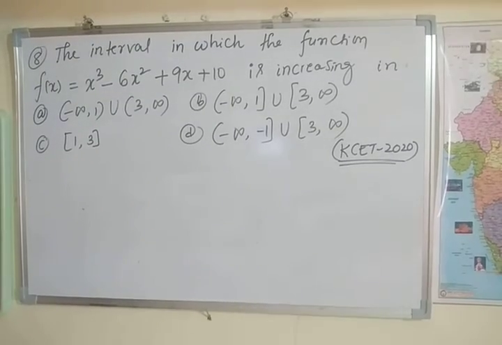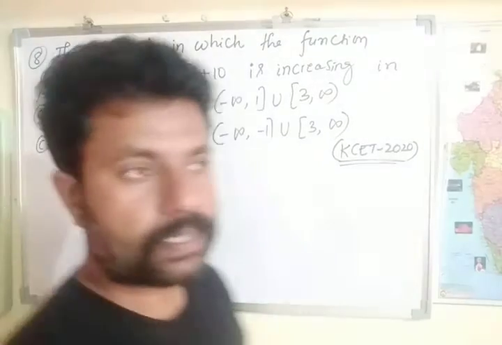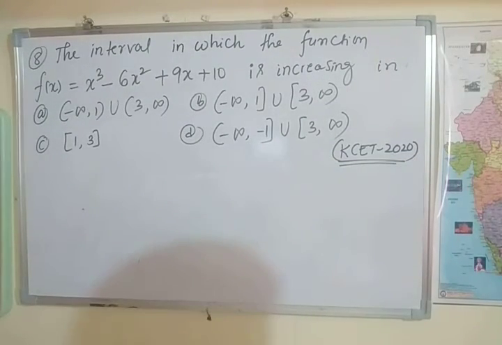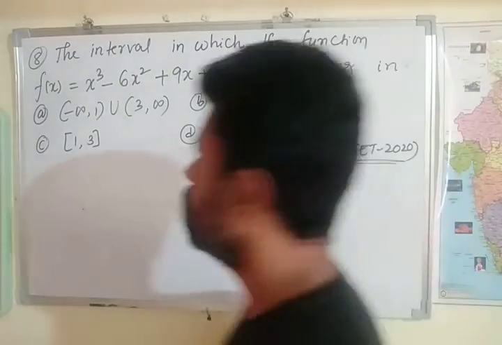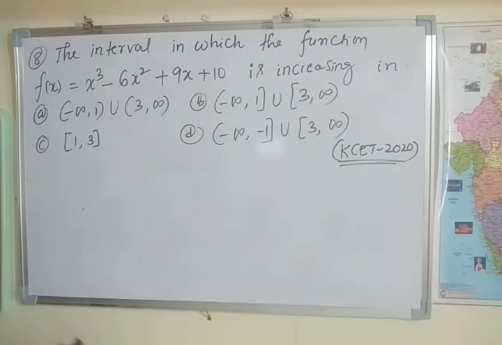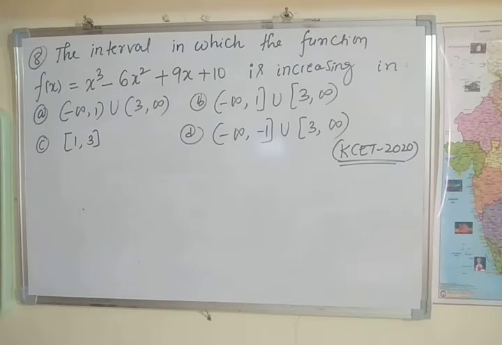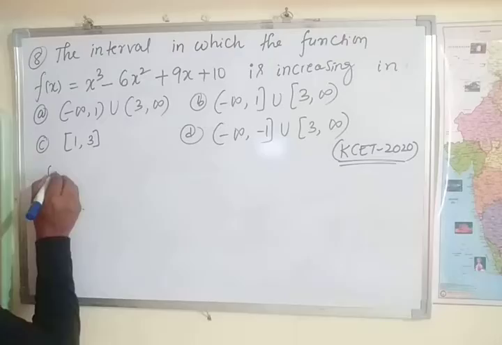See, the interval in which the function f of x equals x cube minus 6x squared plus 9x plus 10 is increasing. Here we have 4 options. The function is increasing in an interval means f dash of x is greater than or equal to 0. Here, for strictly increasing or increasing function, we consider f dash of x greater than or equal to 0.